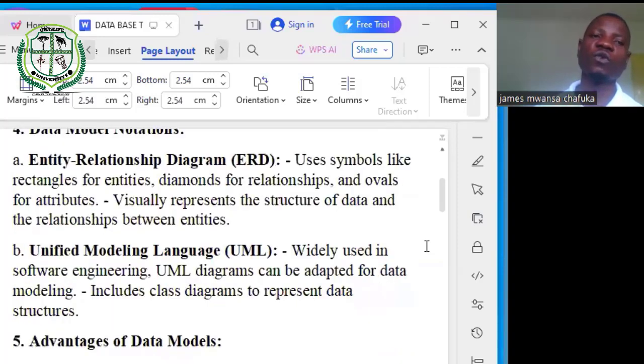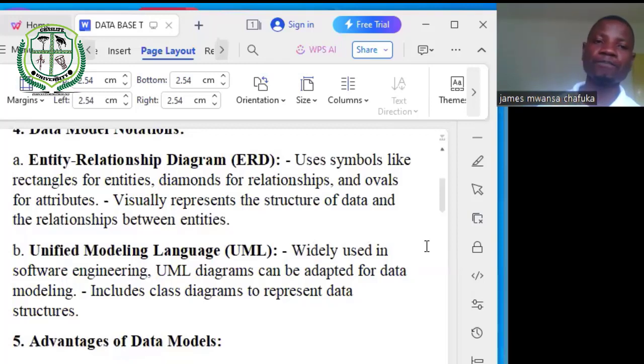And then we also have the Unified Modeling Language, UML. When you talk of Unified Modeling Language, it is widely used in software engineering for easy communication of the entities. UML diagrams can be adapted for data modeling, and this includes class diagrams to represent data structure.